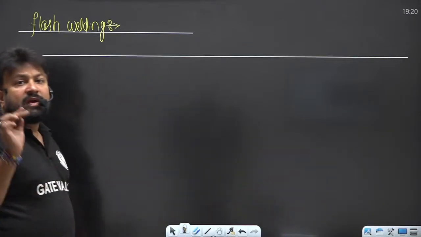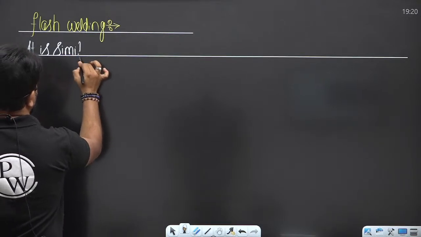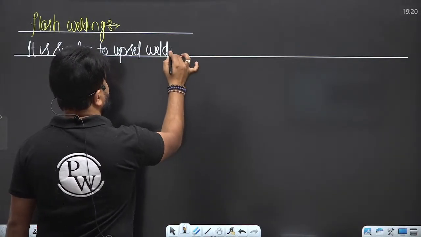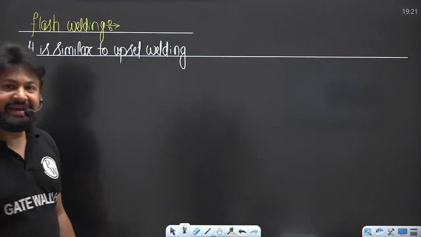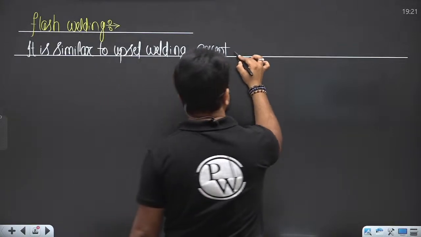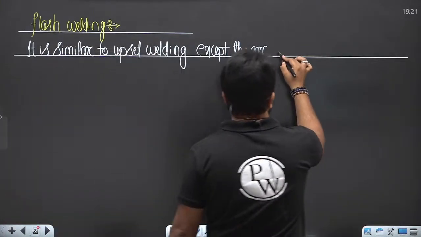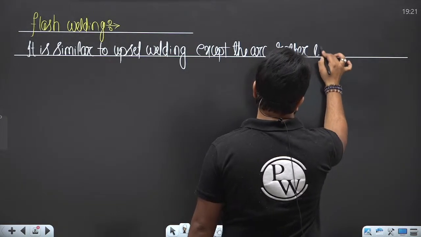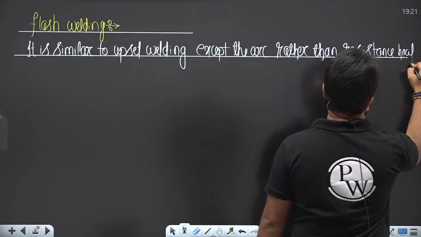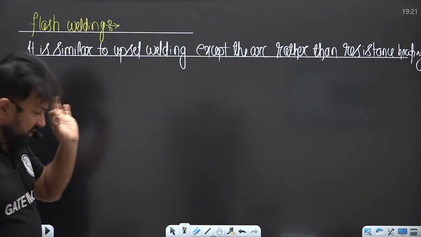So let me write down. It is similar to upset welding, except the arc, rather than resistance heating. Is that point clear? Yes or no? If the point is not clear, let me explain again.